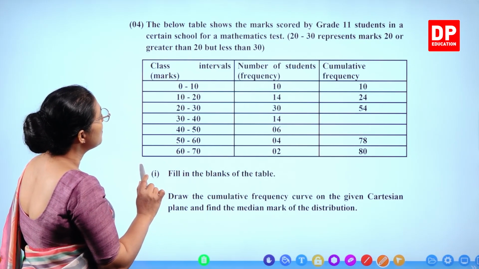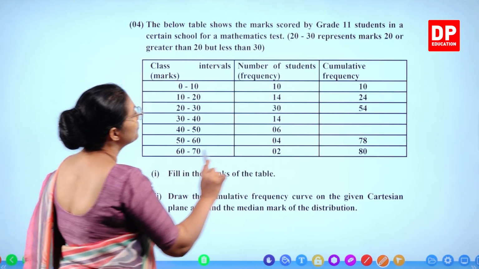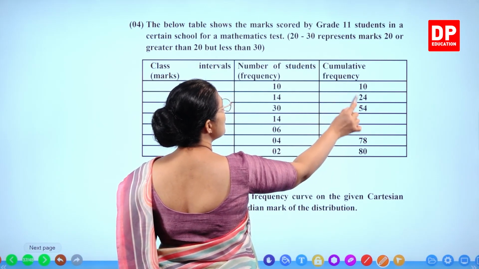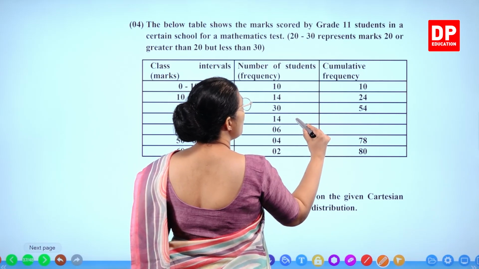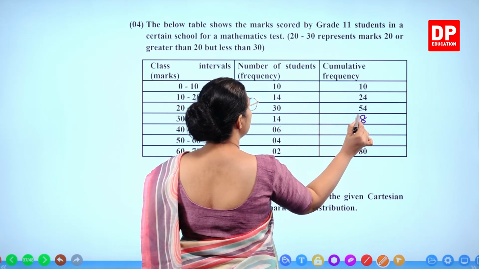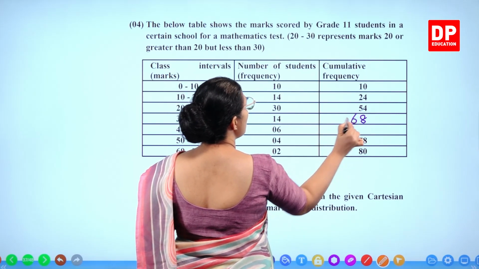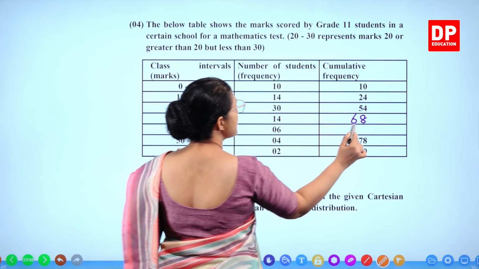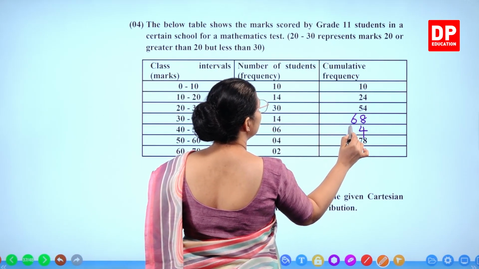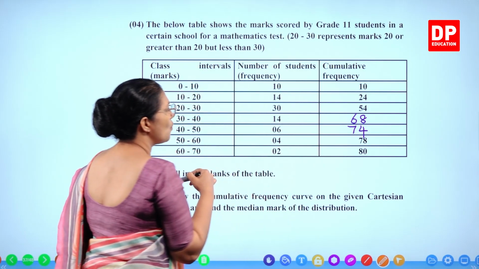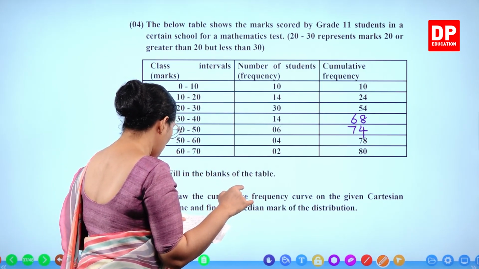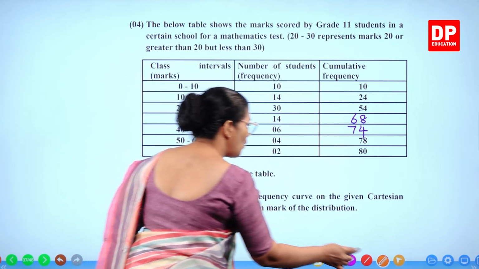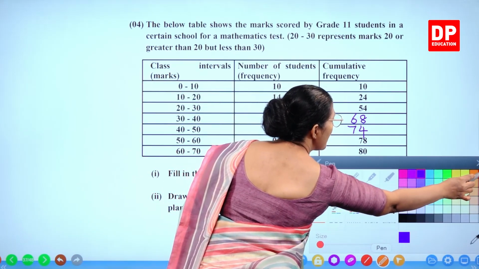So let's fill in the blanks here. 54 is the cumulative one. So we have to add 14 to that. 54 plus 14, you get 68. Then 68 plus 6, 74. So those are the two values you can fill. So 68 and 74, we can give 2 marks for that.